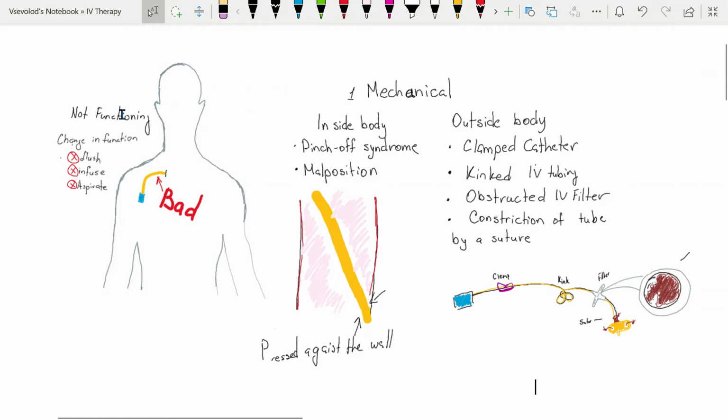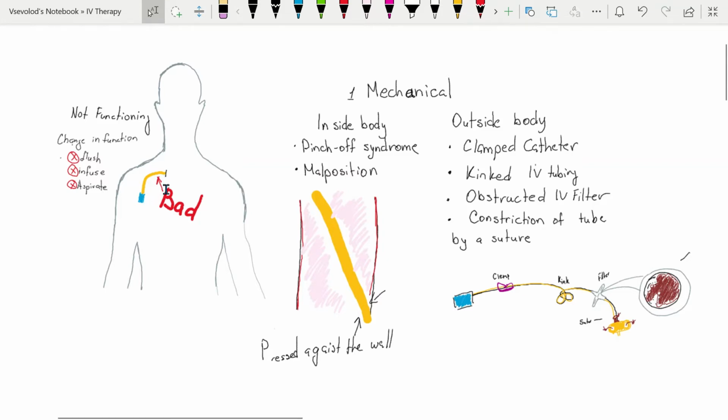Hello, in this video we're going to review catheter occlusion, a complication of central vascular access devices. Catheter occlusion is characterized by inability to flush or infuse medications, inability to aspirate blood from the central vascular access device, or just a sluggish flow.